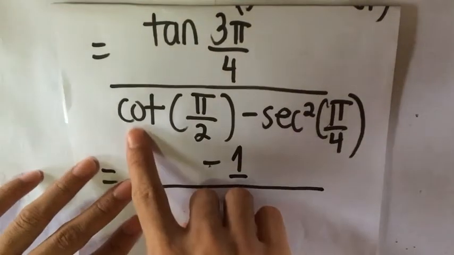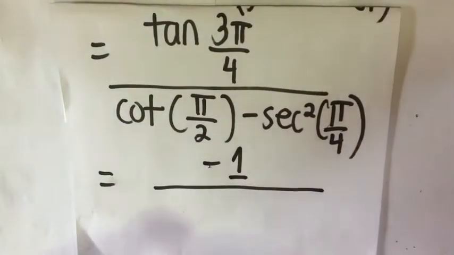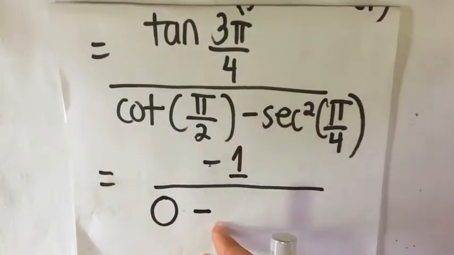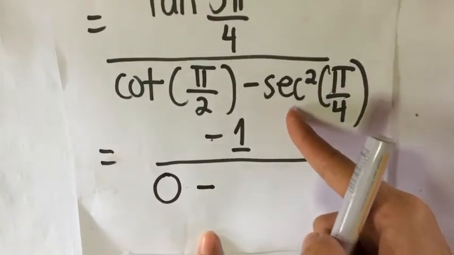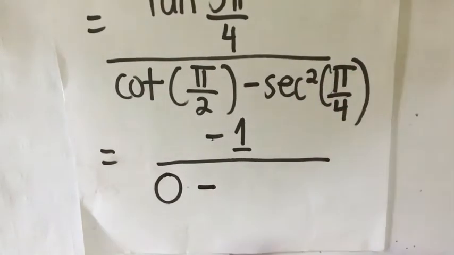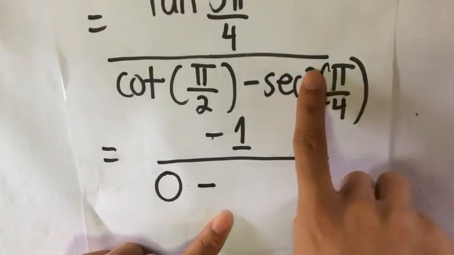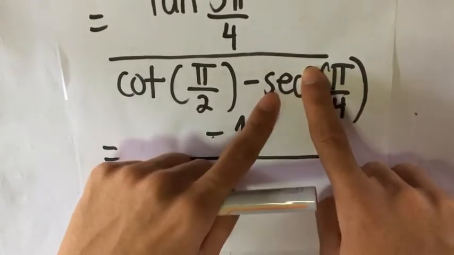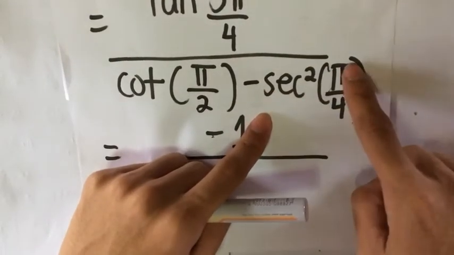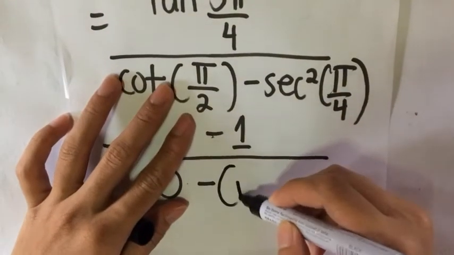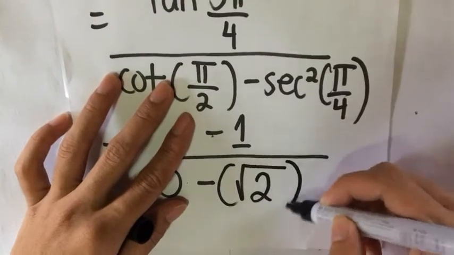And the cotangent pi over 2 is equivalent to 0. Okay, minus, you copy the minus sign here. Now, what is the value of secant squared pi over 4? How are you going to find the exact value of those trigonometric functions? Simply, you disregard the squared first. Then you go to your secant pi over 4 in your table. Again, secant pi over 4 is equivalent to square root of 2.